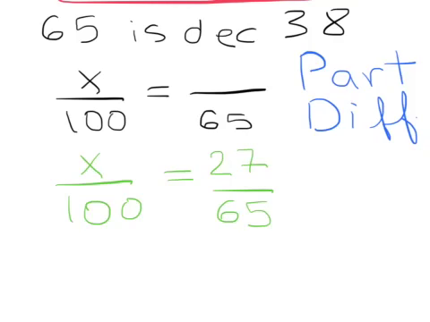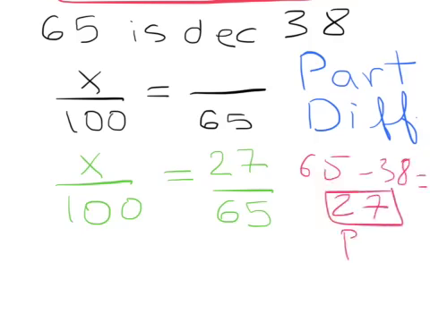So, every time they tell you that there's a change, for example, the shirt was $65, it became $38, the part is how much did it increase or how much did it decrease. So basically it's the difference of the two numbers. So 65 minus 38 is equal to how much, guys? 27. And that is your part. And remember, the original amount is the amount that you start with. It doesn't matter whether it's bigger or smaller, it's the number that you start with.